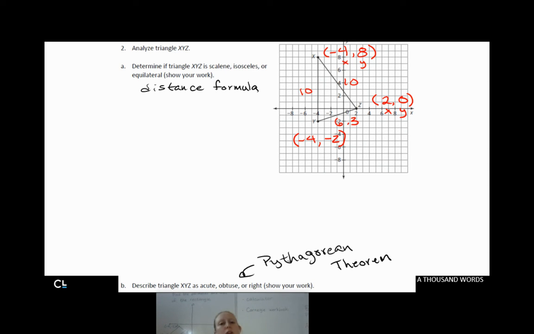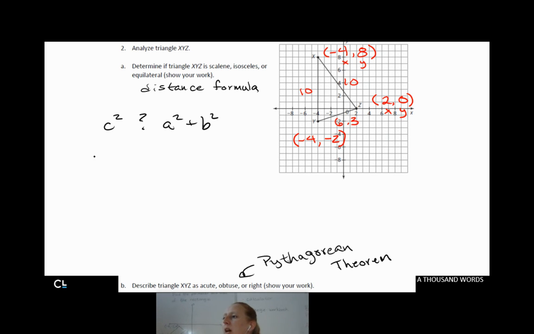So remember the deal, a squared plus b squared equals c squared, only if it's a right triangle. If your c squared is too big, it's obtuse. If your c squared is too small, it's acute. Now, c is our longest side. I have two longest sides. I have a 10. So we're going to do c squared. I don't know if it's equal to a squared plus b squared. That's what we're trying to find out.